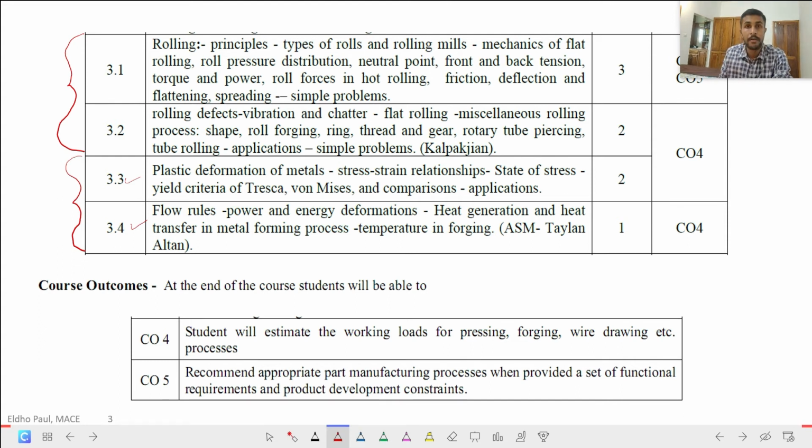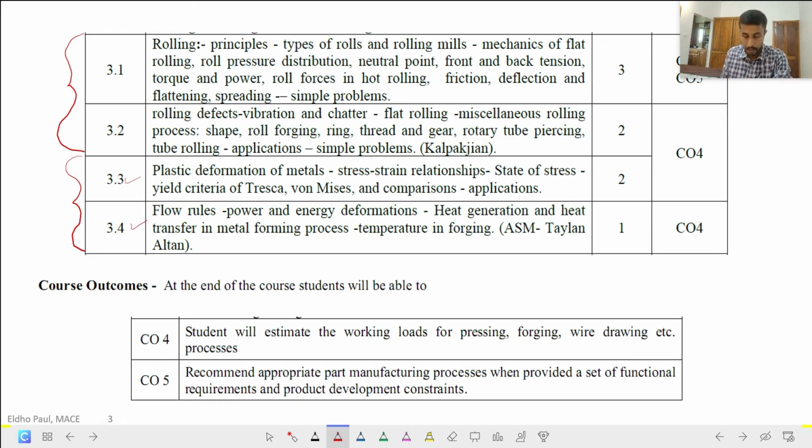Coming to the course outcomes of this module, at the end of the course, students will be able to estimate the working load for pressing, forging, wire drawing, and other processes. So at the end of this course, you will get an idea of how to calculate the working load required for different metal forming processes. We will discuss the working load requirement in this module.